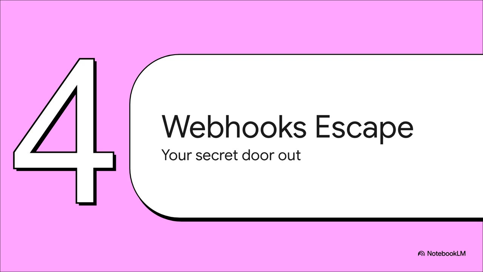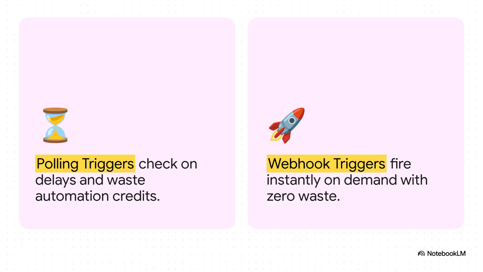All right, Section 4, webhooks. This is your secret door out of the walled garden. Have you ever just stared at your screen, waiting for an automation to finally trigger, while it quietly burns through your monthly task credits doing completely useless checks? Most automation providers use what are called polling triggers. They basically check your database every 5 or 15 minutes asking, hey, anything new? Usually there isn't, but you still pay for those checks and credits, and you suffer that annoying delay.